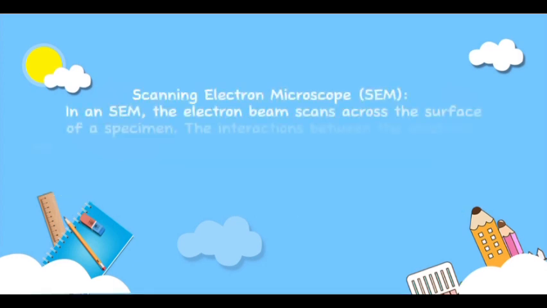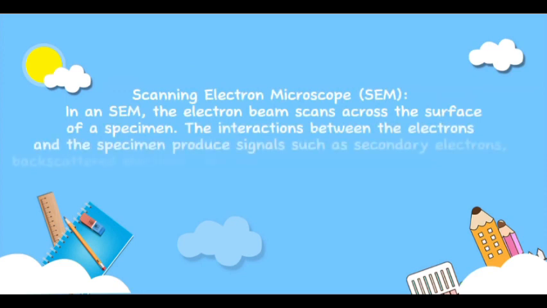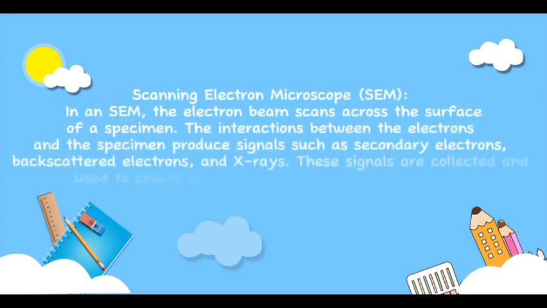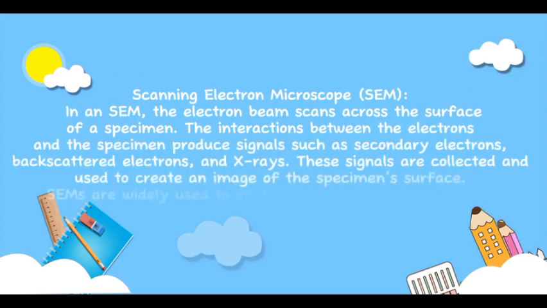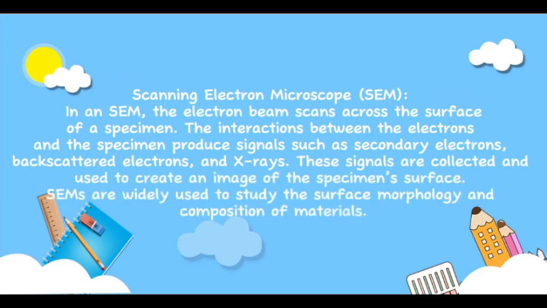Next, we have the scanning electron microscope, or SEM. In an SEM, the electron beam scans across the surface of a specimen. The interactions between the electrons and the specimen produce signals such as secondary electrons, backscattered electrons, and X-rays. These signals are collected and used to create an image of the specimen's surface. SEMs are widely used to study the surface morphology and composition of materials.